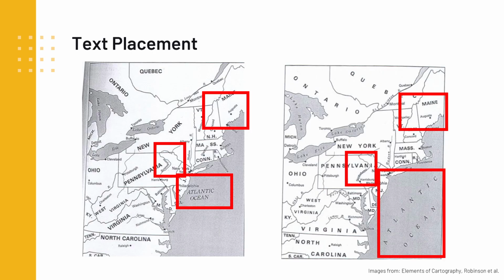You'll also notice the Atlantic Ocean in the bottommost box. Atlantic Ocean is tight and it's close to the coast, and it kind of makes you wonder what exactly it's labeling. Whereas you can see the example on the right, they've used character spacing and the Atlantic Ocean is really spread out, indicating it's a large feature that it's supposed to be labeling.